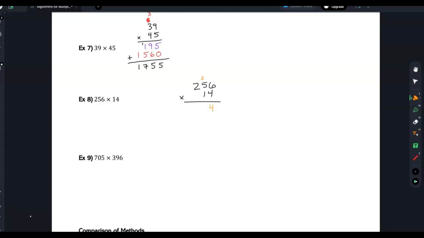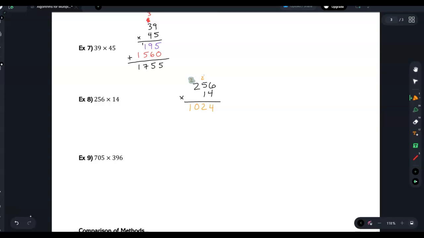Then 4 times 5 is 20. Plus the 2 would be 22. So I'm going to regroup a 2 and also write a 2. And then finally, 4 times 2 is 8. Plus the 2 that I regrouped is 10. So for that step where I multiplied 4 times everything, I am getting 1,024. All right, so then I'm going to go ahead and move on to the next step.